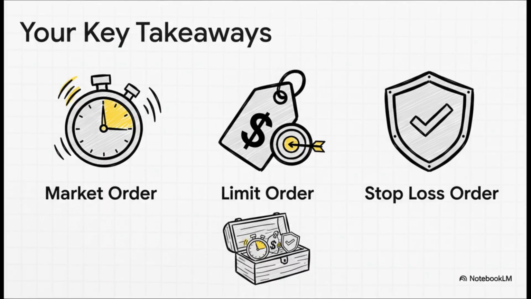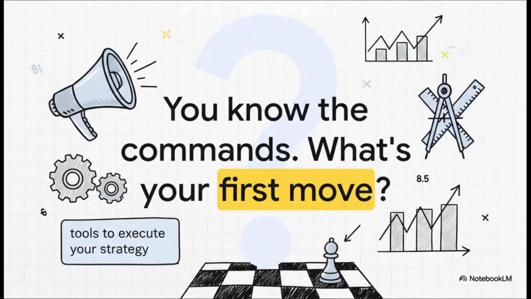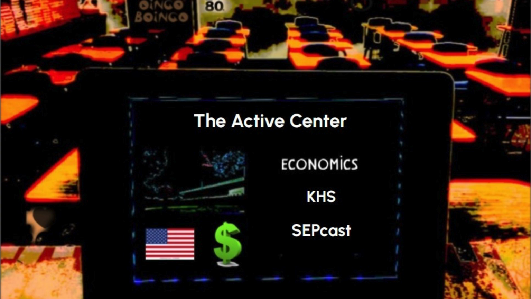So let's wrap this up with the key takeaways. You use a market order when speed is everything. You use a limit order when the price is everything. And you use a stop loss when protection is everything. At the end of the day, knowing which tool to pull out of the toolkit for which job, that is the mark of a smart trader. So now you have the language to actually speak to the market. You have the tools to execute your strategy with real precision. So the only question left is, what's your first move going to be?